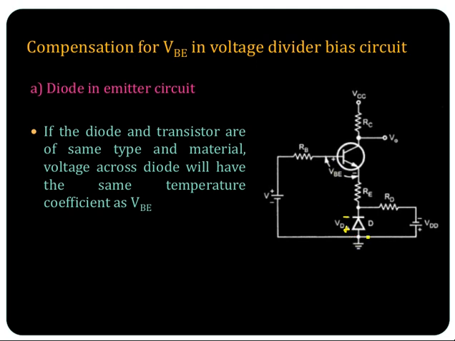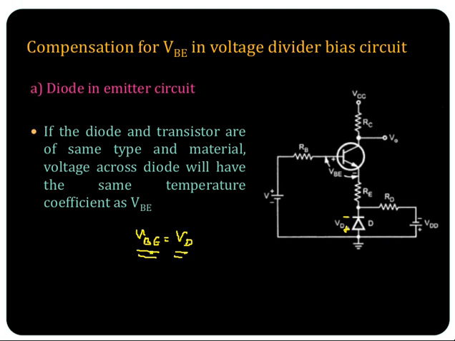So this is forward biased, and at the same time the diode and transistor are of the same type and material. What does that mean? That simply means that this VBE will be equal to the voltage across the diode. Or you can say that if there is a change in VBE, the same change will occur in VD. But note the polarity here.